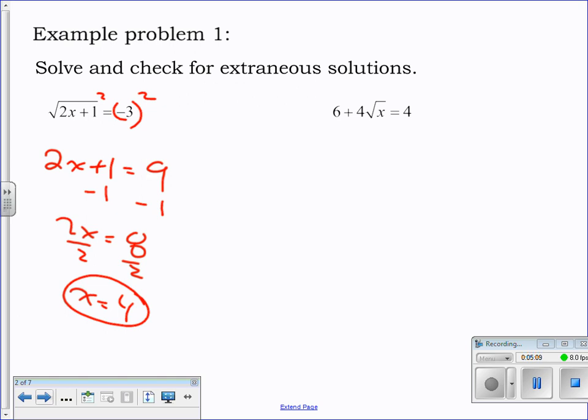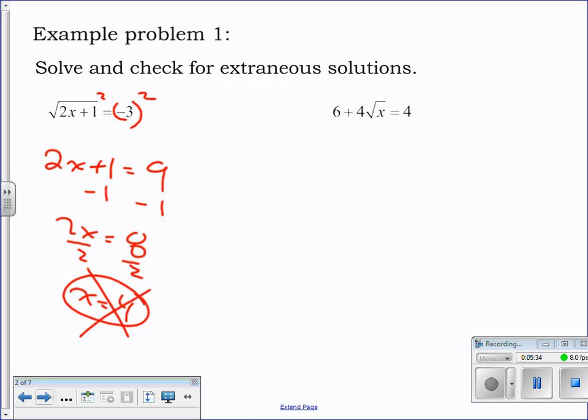There's my answer. What do I have to do every time? I have to check my answer to make sure it works. So I take 4, I plug it into the original equation. 2 times 4 is 8. 8 plus 1 is 9. Square root of 9 is 3. 3 does not equal negative 3. No bueno. No solution. That is an extraneous solution.